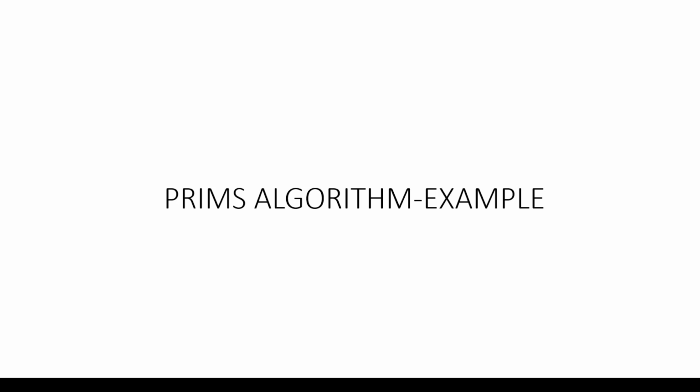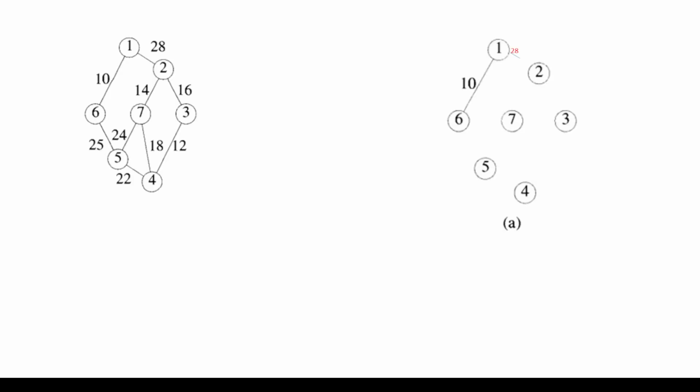That is, if I have 7 vertices, the number of edges I should have is 6. The spanning tree should be a connected graph, and since it is a minimization problem, the cost of the spanning tree should be minimum and there should be no cycle in the spanning tree. Now let us see an example.